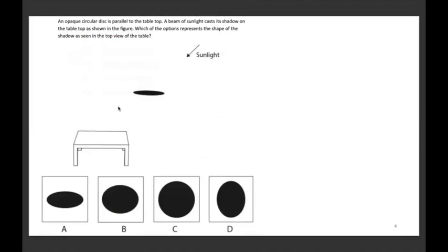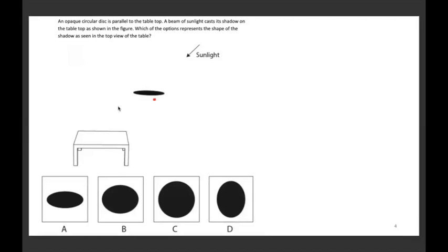An opaque circular disc is parallel to the tabletop. A beam of sunlight casts a shadow on the table as shown in the figure. Which of the option represents the shape of the shadow as shown from the top of the table? ये एक डिस्क है. Sunlight is falling at 45 degree approximately. If you see, the rays are parallel. Okay, sun rays are always parallel. तो इसका circular disc का shadow ये टेबल के ऊपर कैसा गिरेगा वो ढूंढना है हमको.